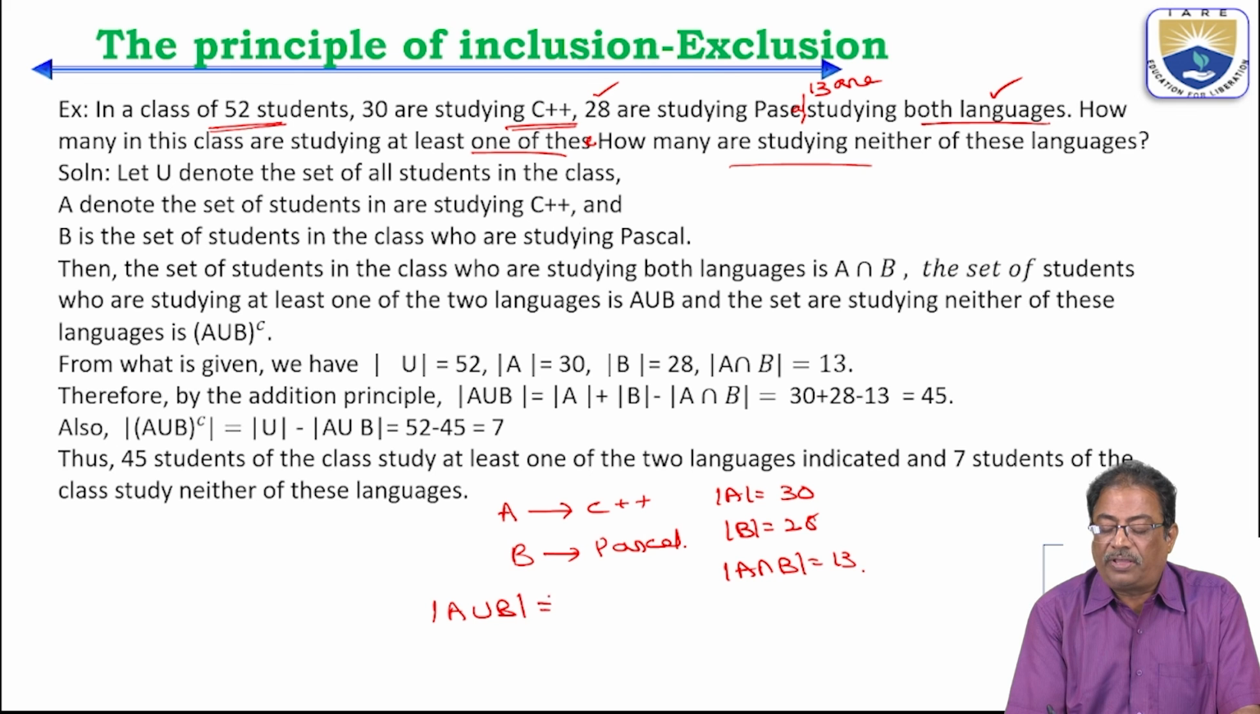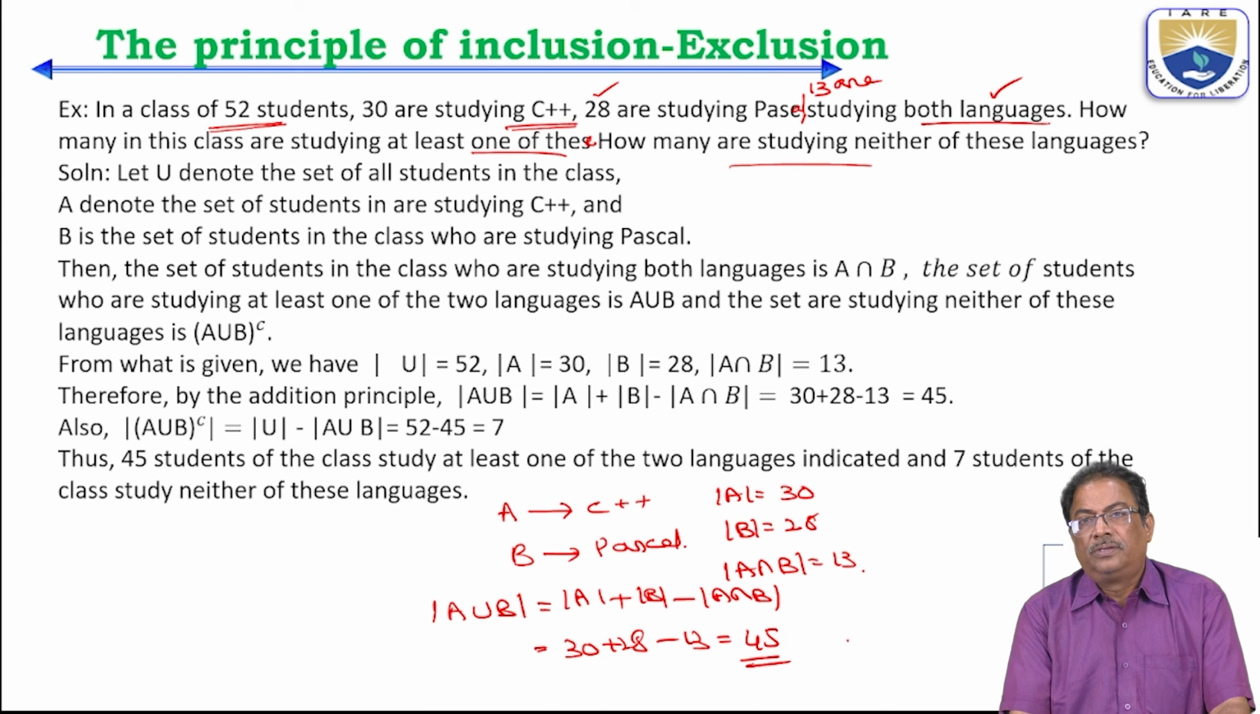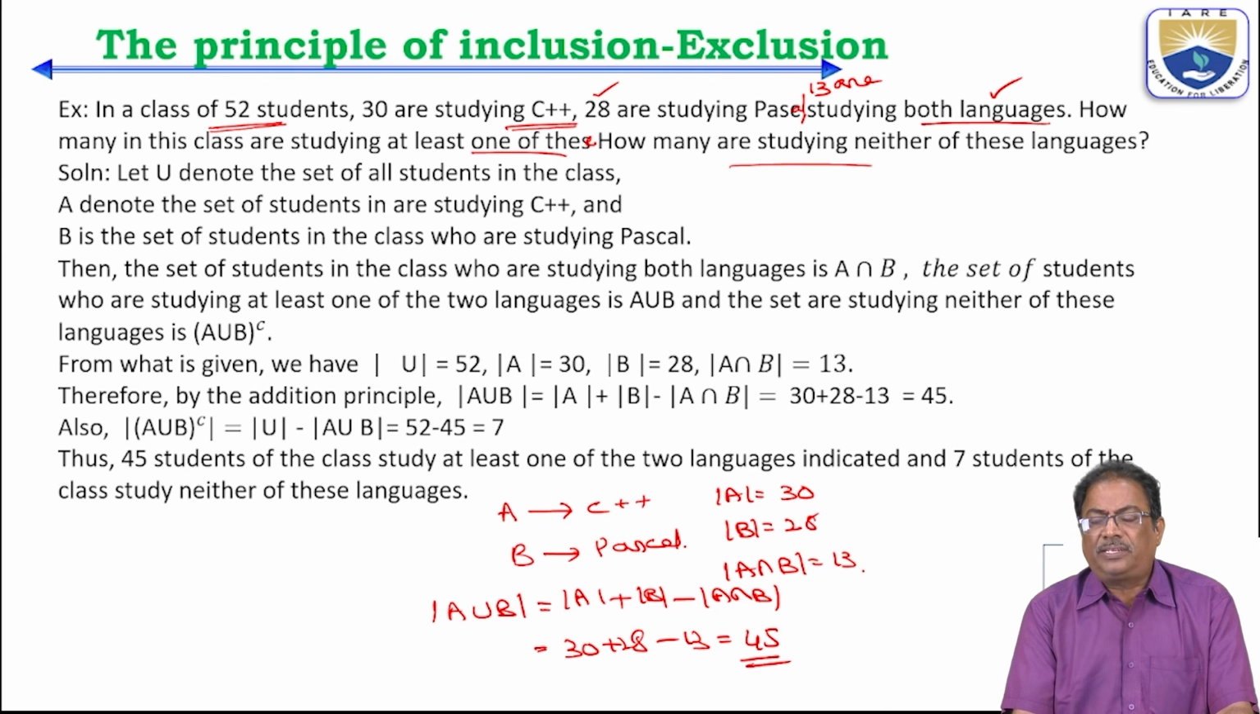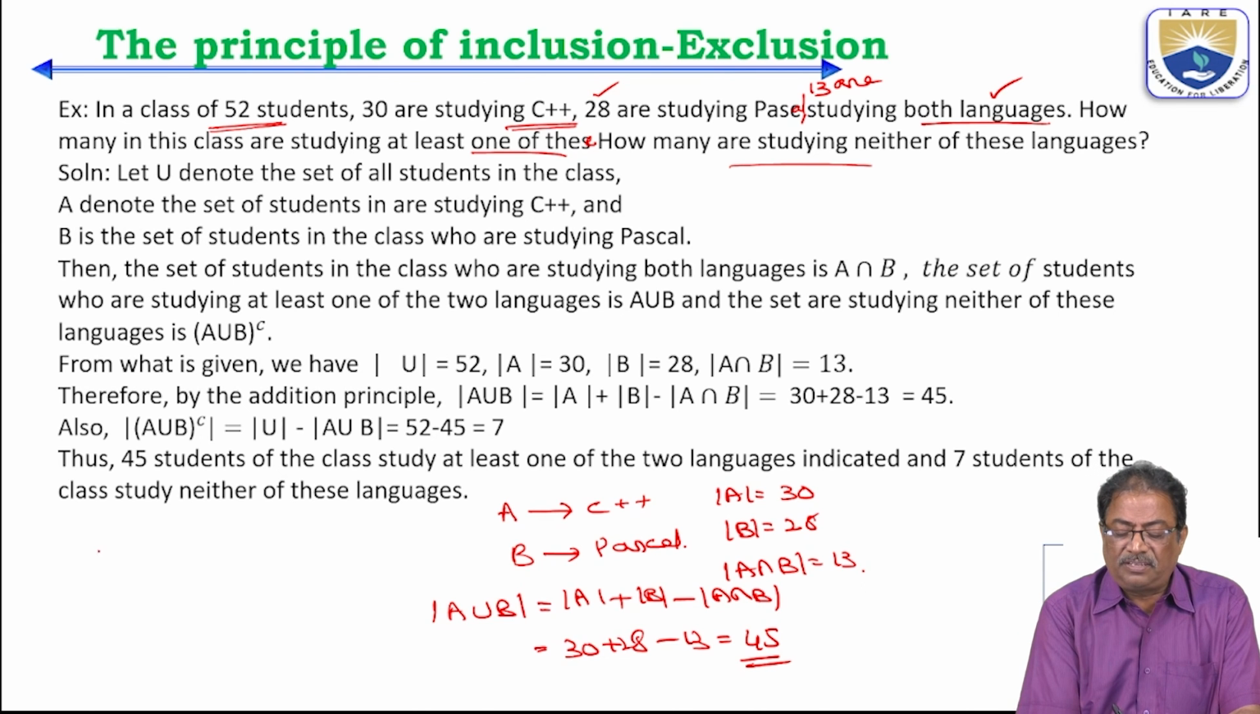So the cardinality of A union B is direct: cardinality of A plus cardinality of B minus cardinality of A intersection B. It is 30 plus 28 minus 13, which equals 45. So this is the first part. The next one is none of them studying either C++ or Pascal. For this we are going to calculate A union B whole complement.